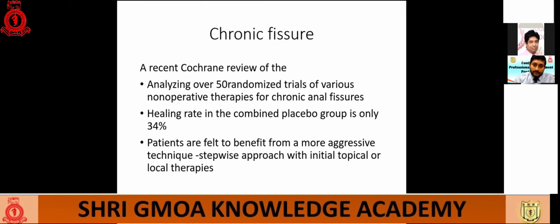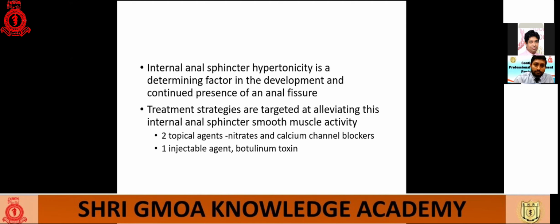Likewise, for chronic fissures, they have done 50 randomized controlled trials comparing non-operative therapy for chronic anal fissures, and the healing rate was 34%. So chronic anal fissures are difficult to manage. Why? Because they have an inherent problem in the internal sphincter. Internal sphincter hypertonicity is the main problem in chronic fissures. So we have to treat the internal sphincter hypertonicity to tackle these kinds of problems, right?